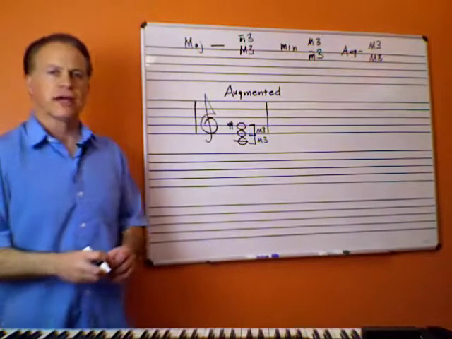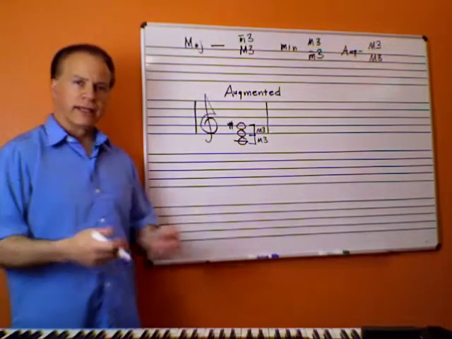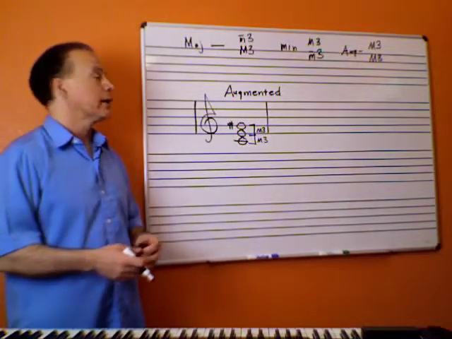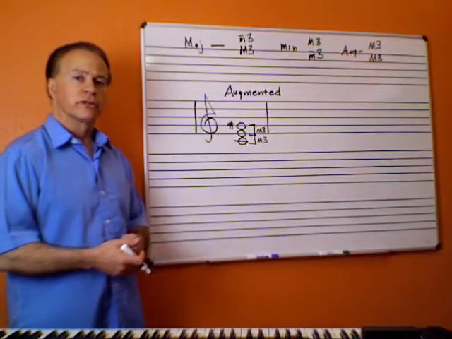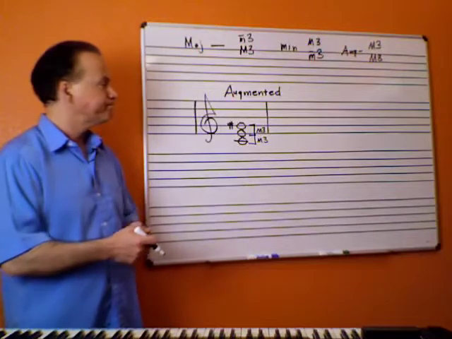Augmented triad, two stacked major thirds. That's one way to think of it. Another way to think of it is always relating it back to that major triad, and you can see that as compared to a C major triad, this is a C major triad with a raised fifth. So if you know how to build your major triads, just raise the fifth and that gives you augmented.